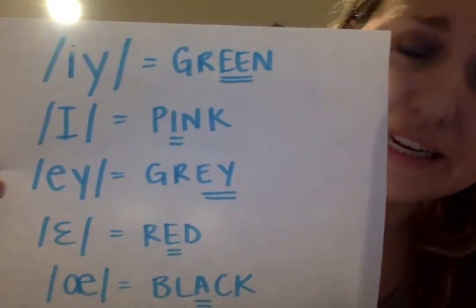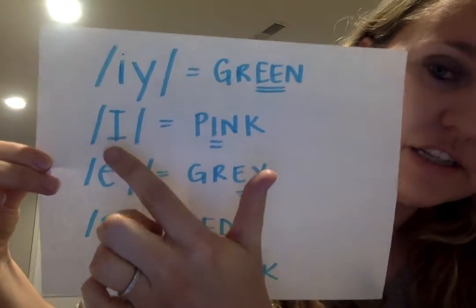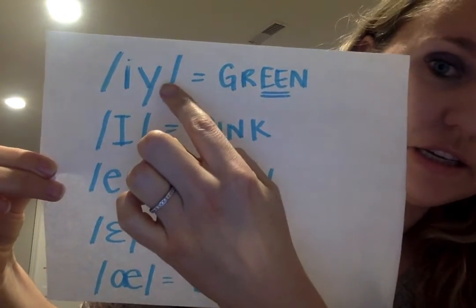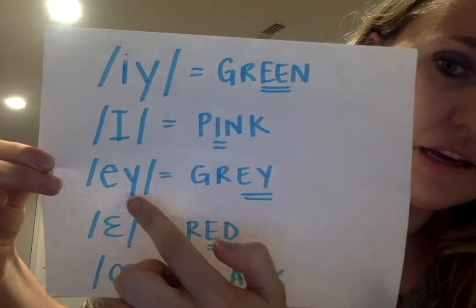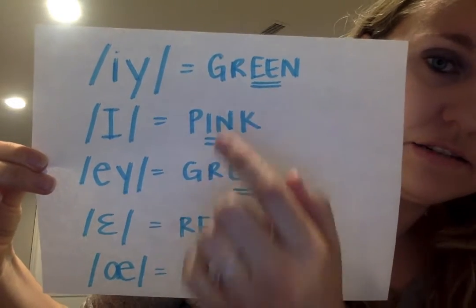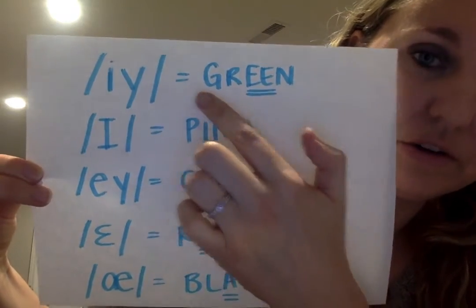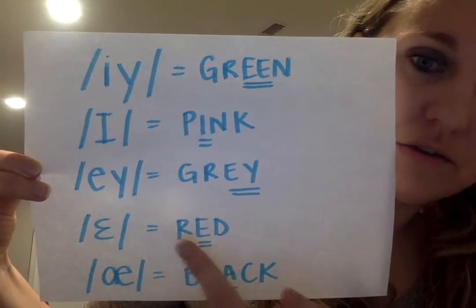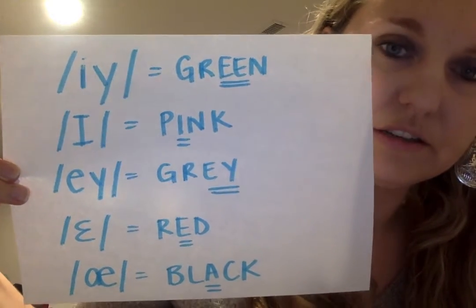Now together, I would like us to say these sounds. We'll just say the sounds first. So if you could repeat after me, that would be great. So we have E, I, A, E, and A. Now let's read through the colors here. So together with me, green, pink, gray, red, black, right? So let's really focus in on these sounds.